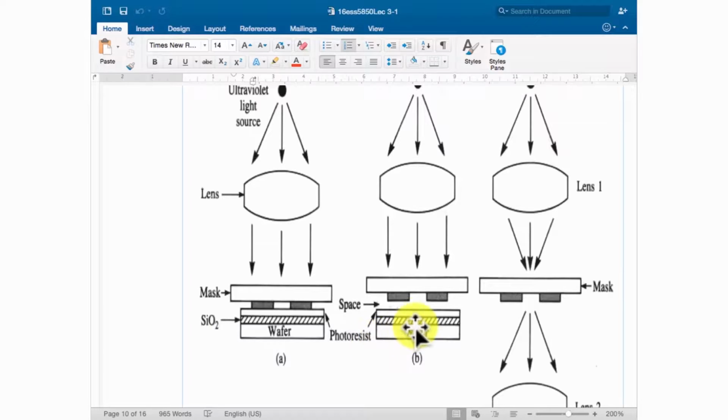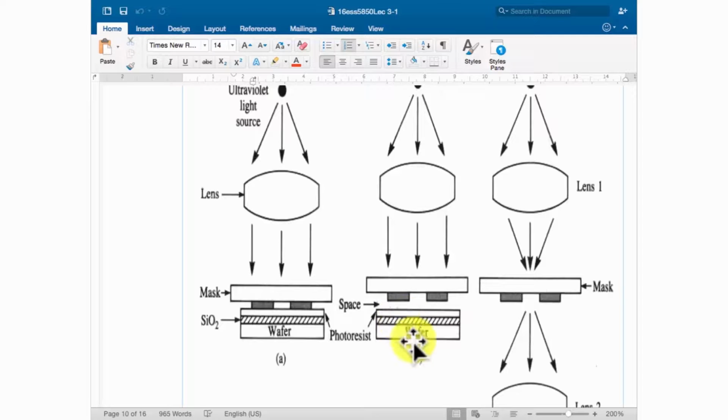So that's why some people are using this kind of proximity printing. So in this case, we have some space between the mask and the photoresist. But in this case, you will get some diffraction problem. So the image cannot be fully transferred onto the substrate. There will be some diffraction image problem, so the image will not be exactly the same.